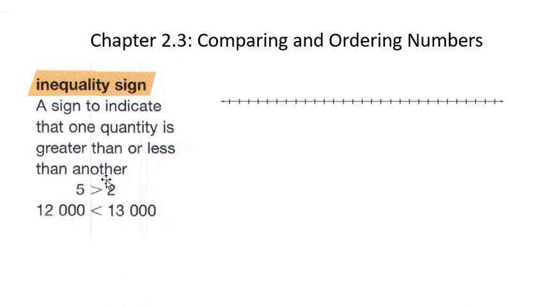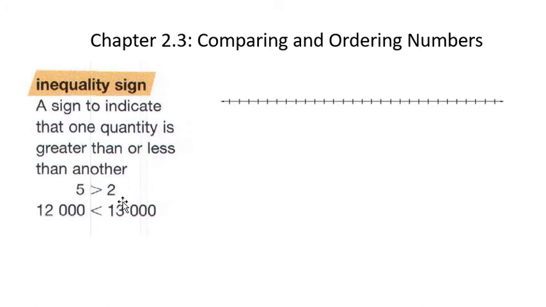This sign, you may have learned in a younger grade, might be an alligator's mouth and it wants the greater number of fish. So 5, the fish would be 5 fish here and 2 fish here. The alligator wants to eat the greater number of fish. So the mouth opens up this way. In this case here, the alligator wants to eat 13,000 fish as opposed to 12,000 fish. So you open up the mouth this way.